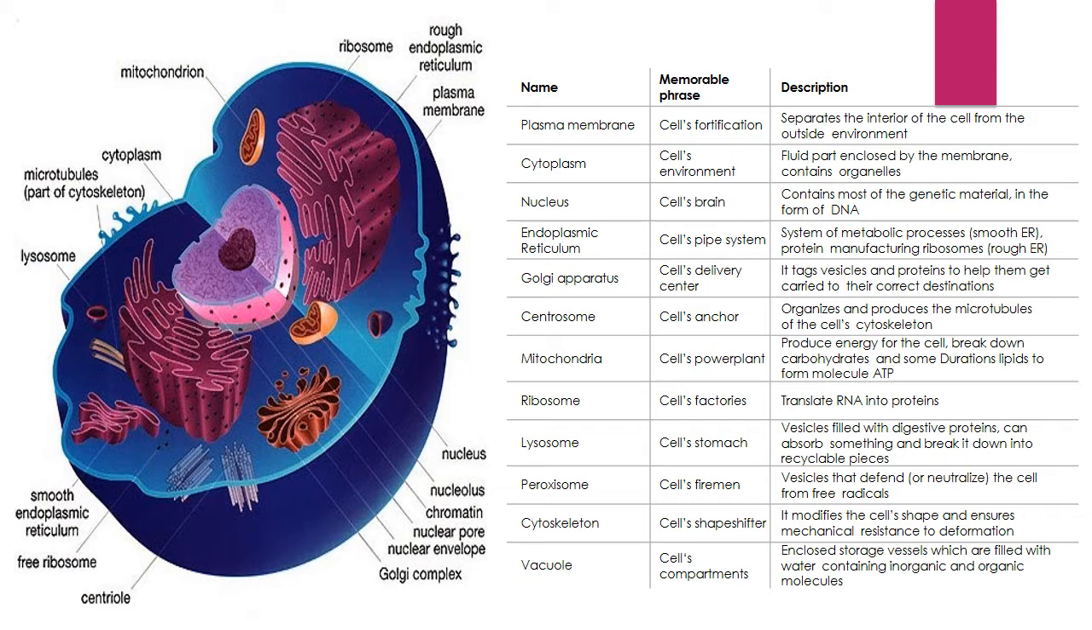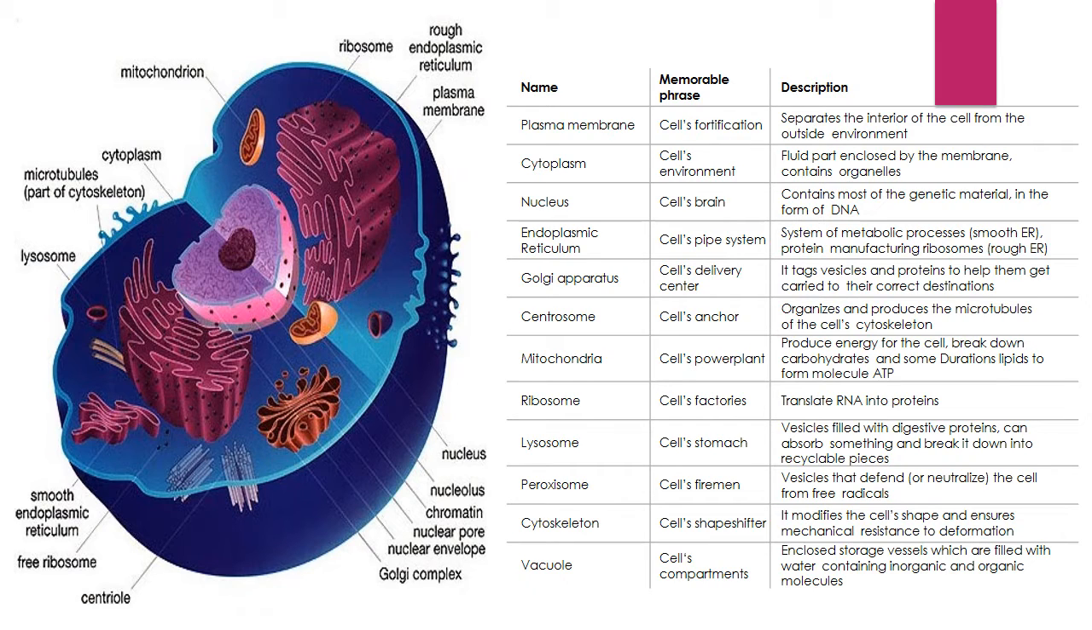Centrosomes are called the cell's anchor. They organize and produce the microtubules of the cell's cytoskeleton. Then we have mitochondria. Mitochondria is called the cell's power plant. It produces energy for the cell. It also breaks down carbohydrates and some lipids to form the molecule ATP, which is the adenosine triphosphate molecule.